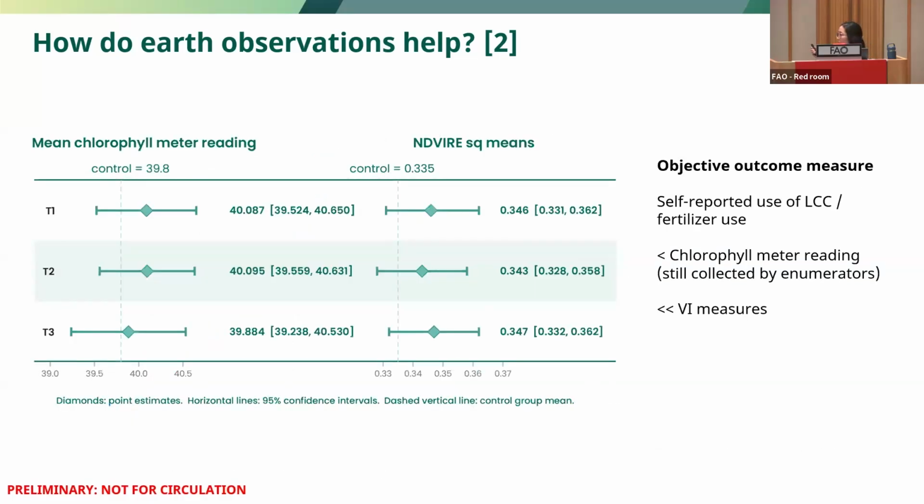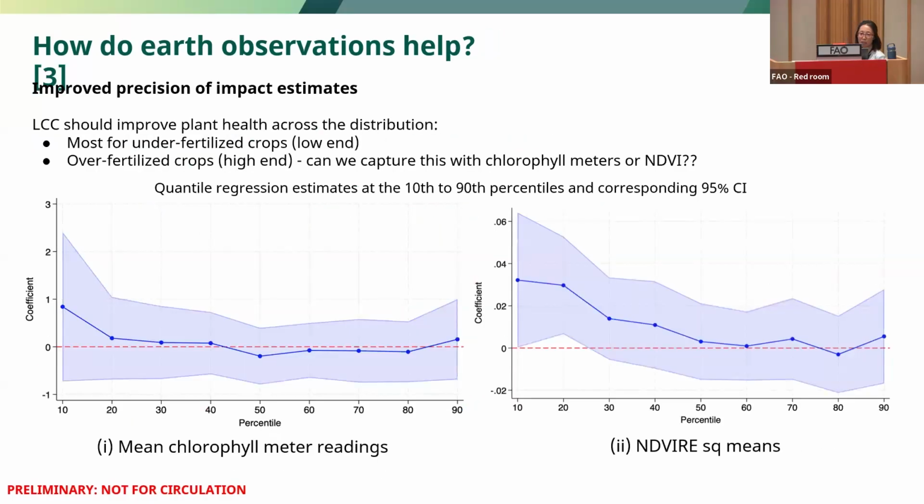I'll just skip to the last slide. Earlier I showed from the second experiment that we did not see any average impact. But if you think about the theory of LCC, you would expect the under-users to be moving toward the optimal and overusers to also be moving down to the optimal. So you might see more movements at the two ends of the distribution. That's what we are looking at here.